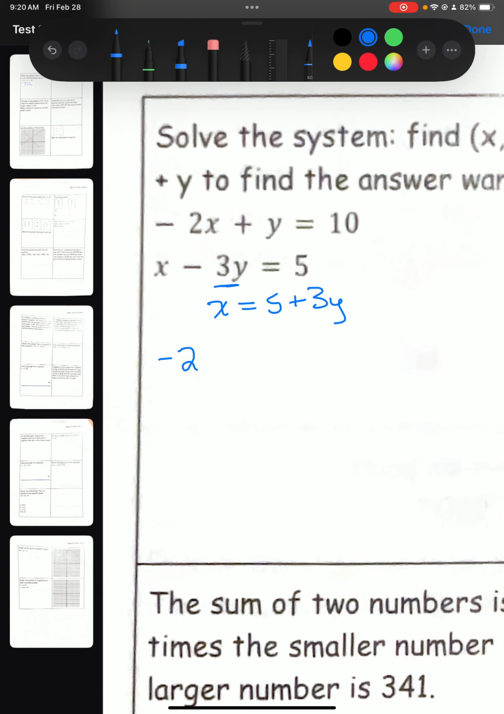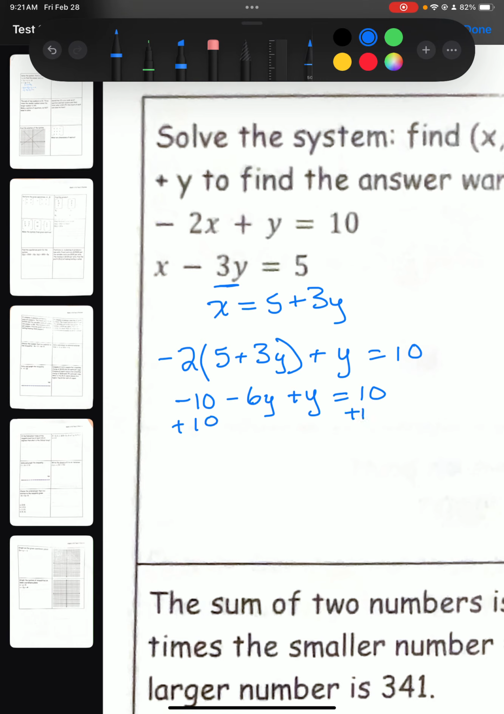So every time I see an x, I'm going to plug in our 5 plus 3y, and then plus y equals 10. And then we will multiply that out. Negative 2 times 5, negative 10, negative 2 times 3, we have a negative 6y plus y equals 10. We're going to get rid of that 10 real quickly, leaving us with 20. And we can simplify this. Negative 6y plus y is going to give us a negative 5y. Then we divide by 5 from both sides. We have y equals negative 4.